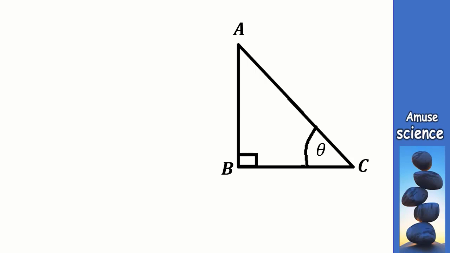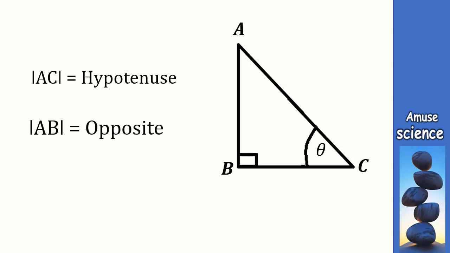is the opposite. As we can see, the triangle has three sides. There is a special name we give to each side of the triangle. And so let us identify the three sides of the triangle. First of all, we have AC, which is the longest side of the triangle. It is called the hypotenuse. Also, we have AB, which is opposite to the angle theta and therefore called the opposite. Then the third side, BC, is called the adjacent.